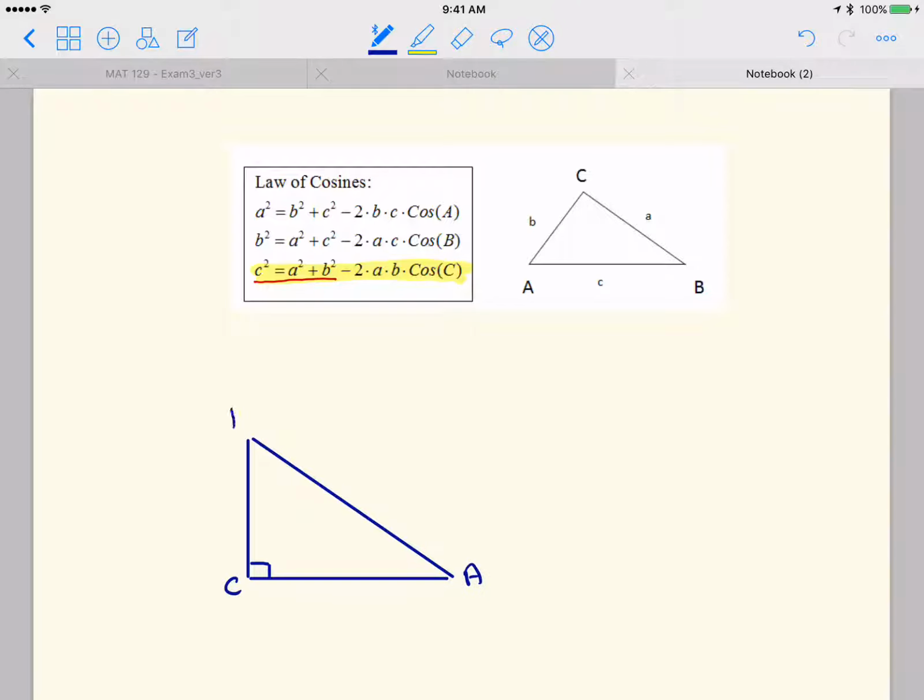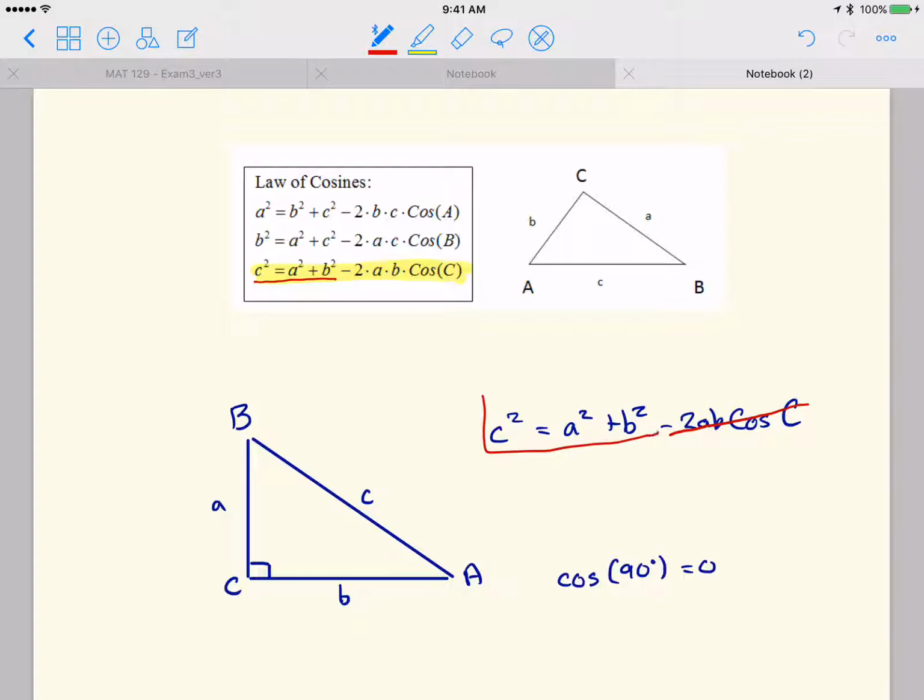For example, this would be little a, little b, little c. So if I had c squared equals a squared plus b squared minus 2ab cosine of C, but C is 90, and remember the cosine of 90 degrees is 0. So in the case of a right triangle, when you work this out, cosine of 90 is 0, all that is being multiplied, all that drops off, and you're just left with this. So the Pythagorean theorem really is a special case of the law of cosines.